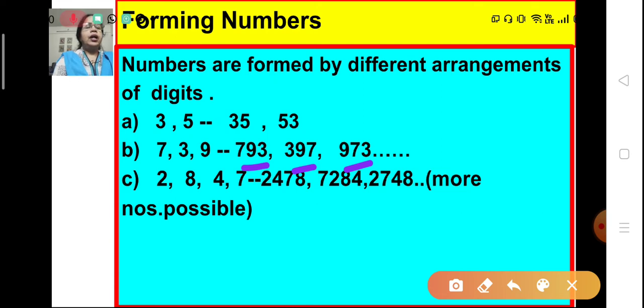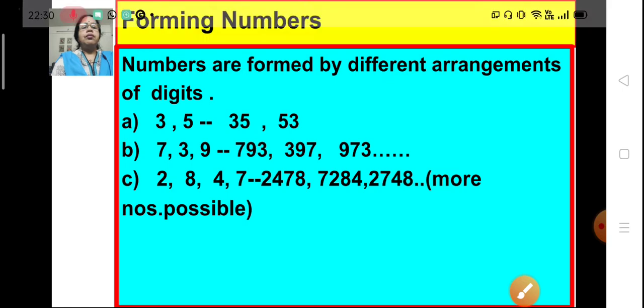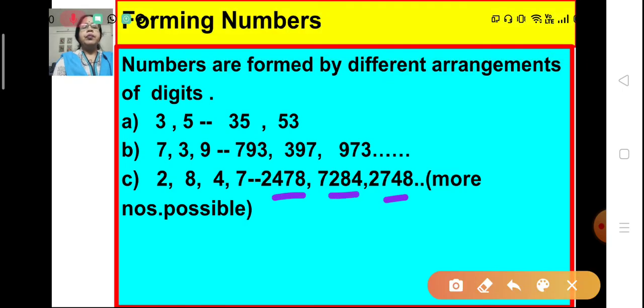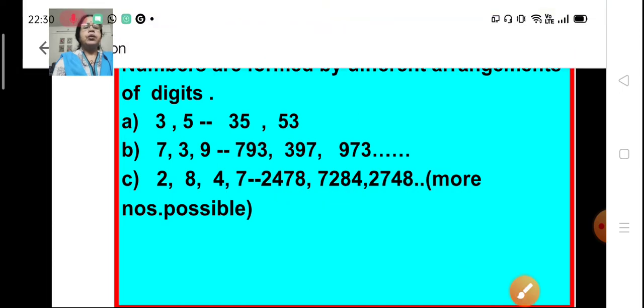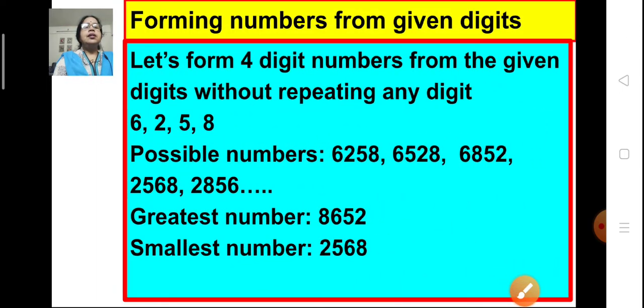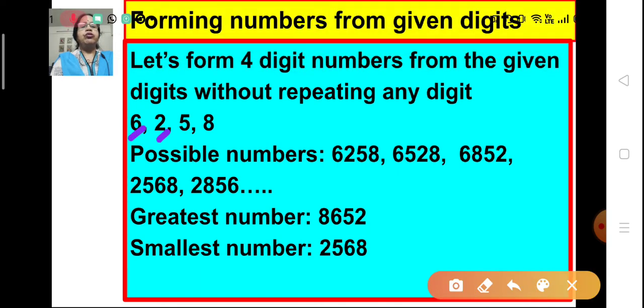And if we have 4 digits, we can arrange them differently and we can get different numbers. More numbers are possible in case of 4 digits. Now let's see how we form numbers from given digits. You remember how we form numbers from given digits? We have 4 digits here. The digits are 6, 2, 5 and 8. So what are the possible numbers?